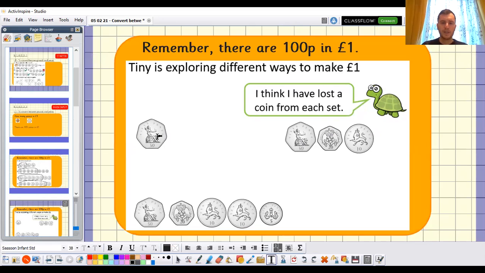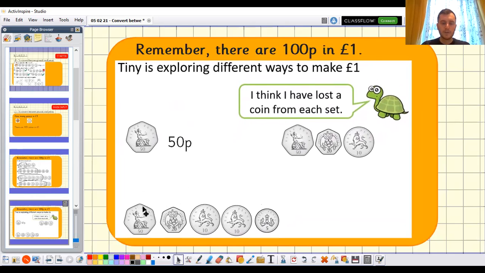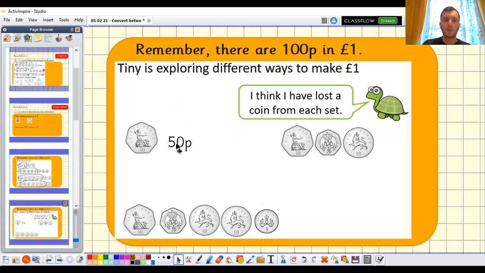Let's start with this one. He's got 50 pence. How much more will he need to make £1? I know that 50 plus 50 is £1. So he would need another 50 pence coin. In fact, maybe I can drag. No, I can't. He needs another 50 pence coin to make £1.